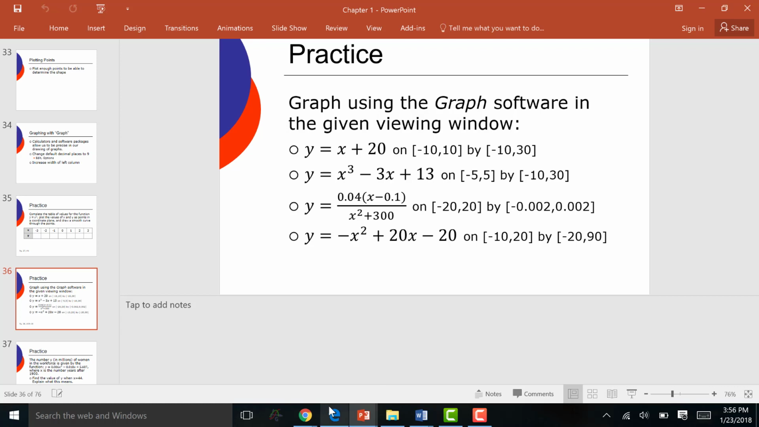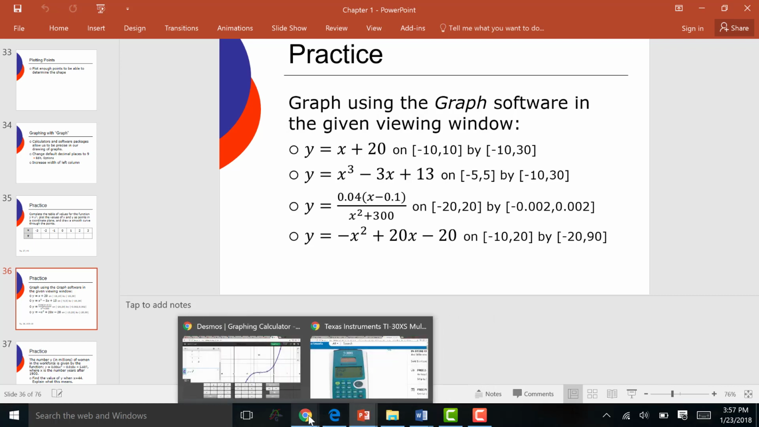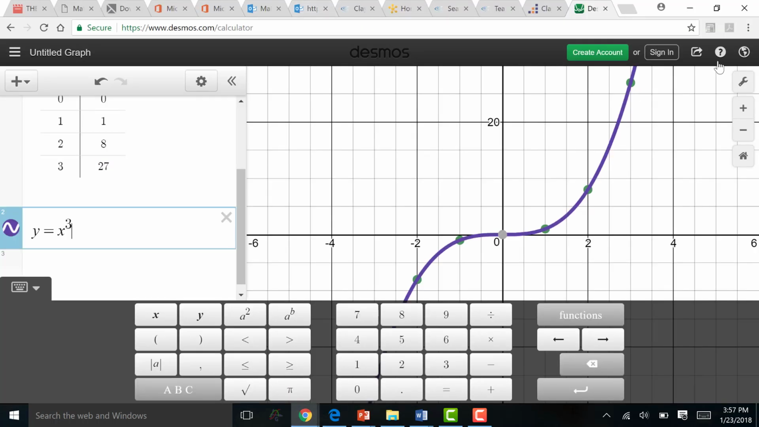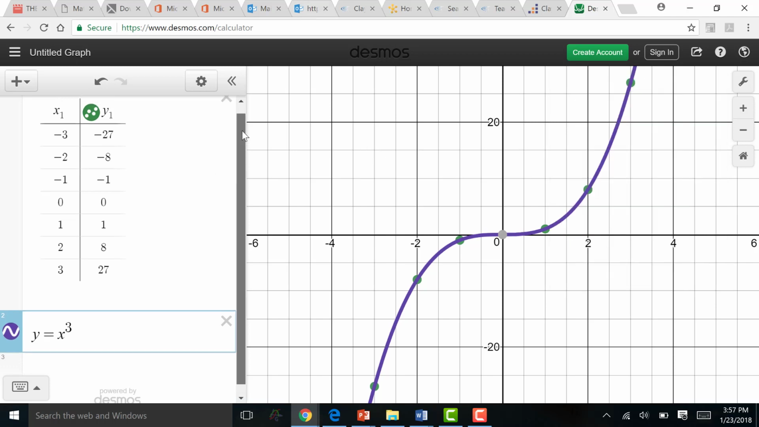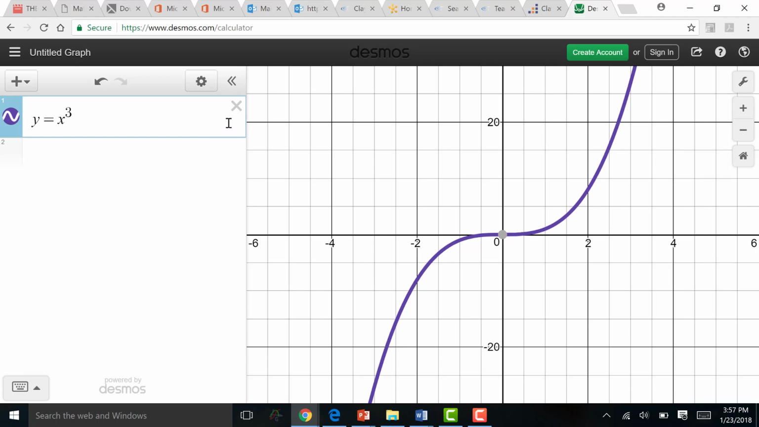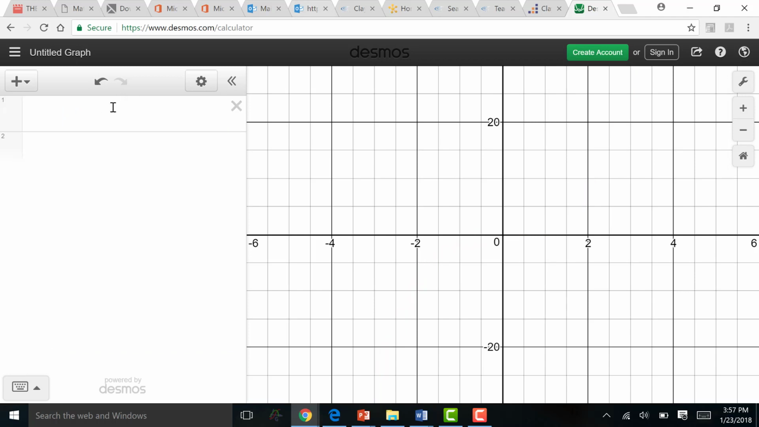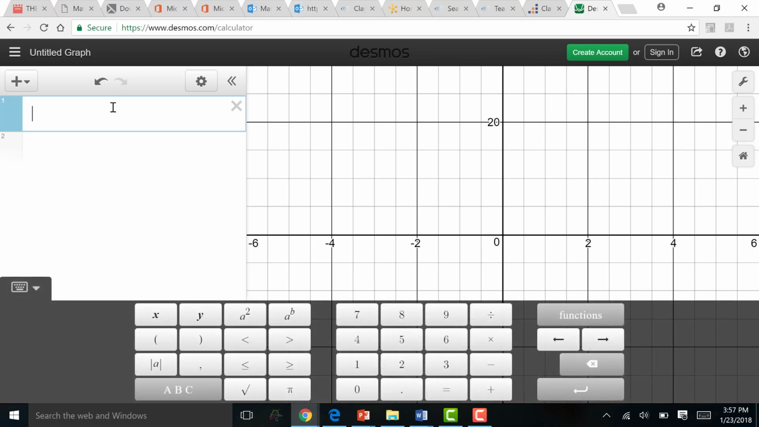Okay, let me go back to Desmos. You're supposed to go over here and click on your wrench and change those numbers for the X-axis for the first one from -10 to +10, and then change your Y-axis. But you just type the equation. Delete all the other stuff we had up here. Now type in the new equation that they gave you.